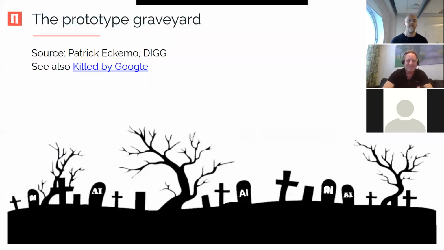And there is this kind of famous illustration from Patrick Ecomo from the DIG agency, and he speaks about something called a prototype graveyard. That's something we see in most organizations today, I would argue: they claim that they use AI, they claim that they have a prototype, and they sometimes even claim that they make value from using some AI model. But in reality, they can perhaps make a prototype, but very few are able to put that into production, and it ends up being this kind of prototype graveyard. And that's something we really want to avoid.